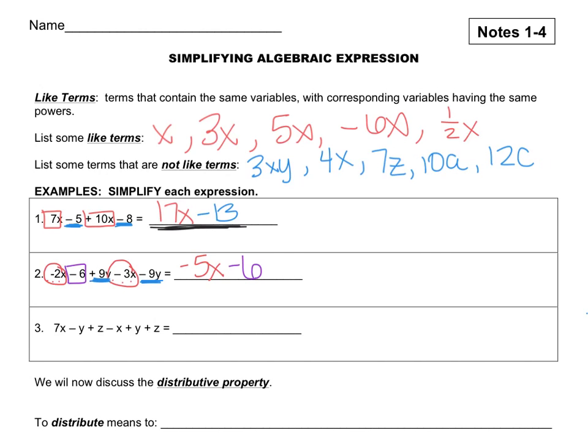Okay, number 3. We have 7x minus y plus z minus x plus y plus z. If you're looking at this expression right here, this is 7x. That's saying it's 7x. 7 is your coefficient, the number in front. Well, what if we look at y? That's negative y. There's an imaginary 1 right there. So if you need to write that 1, go for it. Same thing with z. This is a plus z. There's an imaginary 1 right there. So if there's not a number there, it's an imaginary 1.